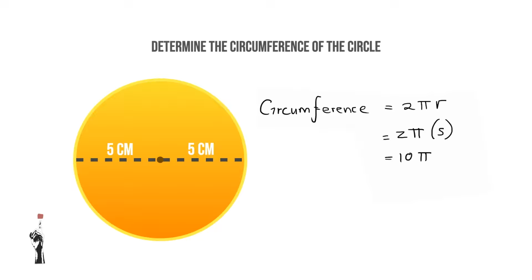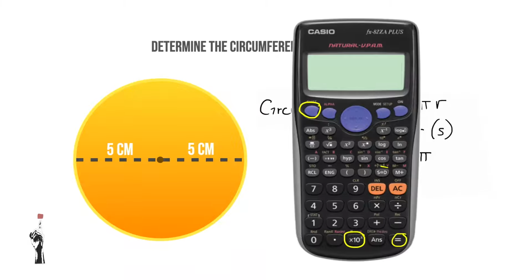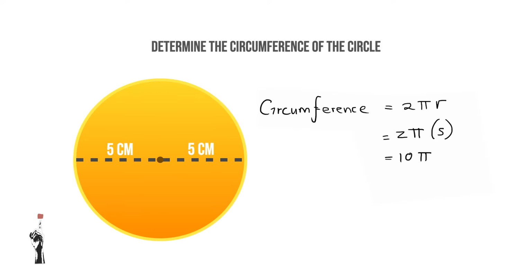Now, if I type it in my calculator as 10 pi and I press the equal sign, remember to press the SD button to find the decimal value, and always round off to 2 decimal places unless otherwise specified. That means 10 pi is equal to 31.4159... We need to round this off correctly. This 5 causes the 1 to become a 2, and therefore my answer is 31.42 centimeters.